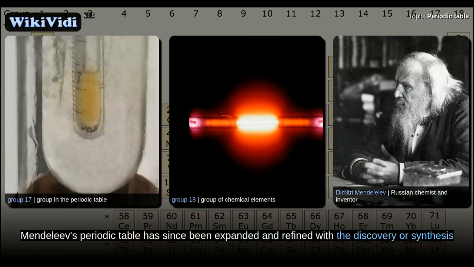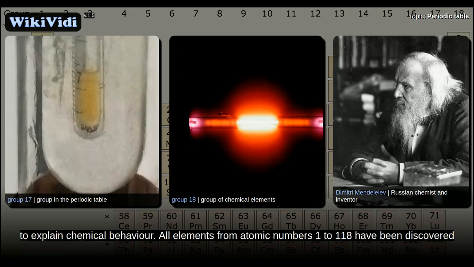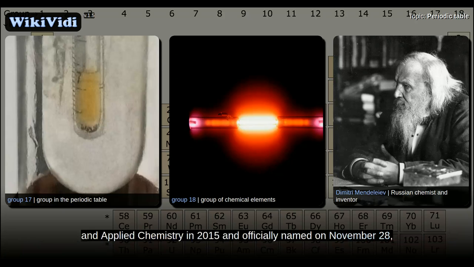Mendeleev's periodic table has since been expanded and refined with the discovery or synthesis of further new elements and the development of new theoretical models to explain chemical behavior. All elements from atomic numbers 1 to 118 have been discovered or synthesized, with the most recent additions being confirmed by the International Union of Pure and Applied Chemistry in 2015 and officially named on November 28, 2016. They complete the first 7 rows of the periodic table.